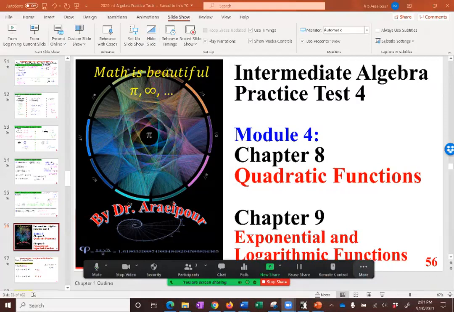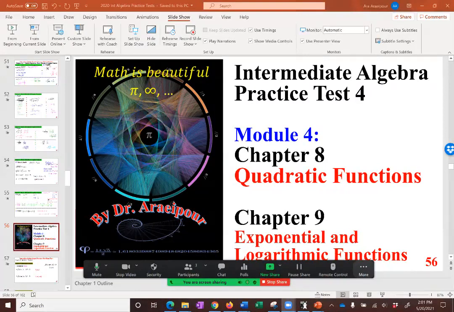We are looking at intermediate algebra, practice test 4, module 4, which covers chapter 8, quadratic functions, and chapter 9, exponential and logarithmic functions. The session is being recorded.